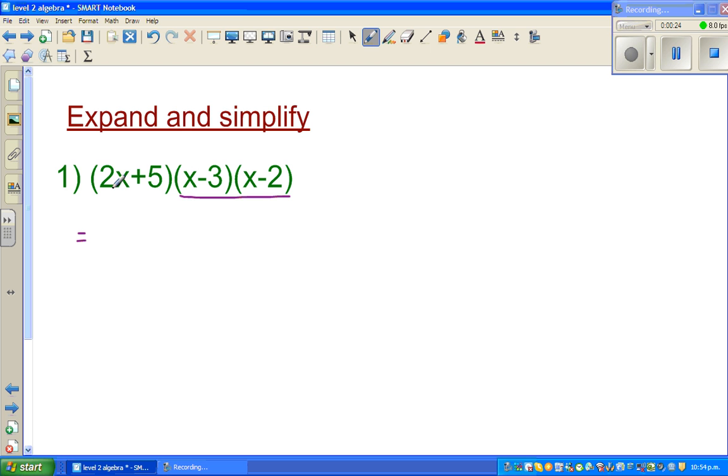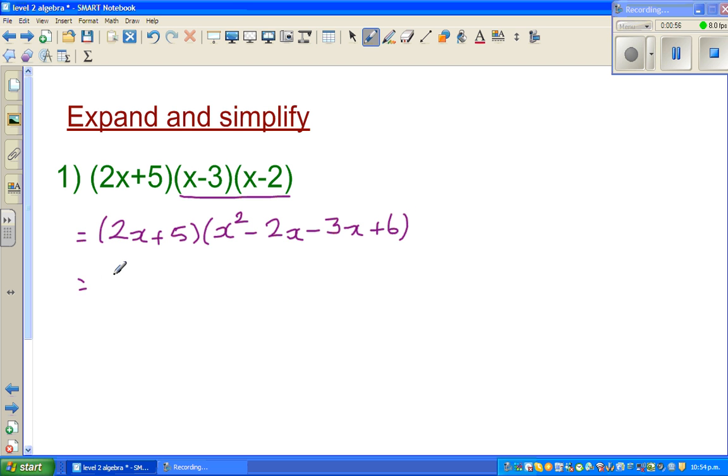Okay. So I'll write 2x plus 5 as it is. And now I expand x times x, which gives me x squared. I'm using the FOIL method. So first, then outside, x times minus 2 is minus 2x. Then the inside, that is minus 3 times x is minus 3x. And L for last, minus 3 times minus 2 is plus 6.